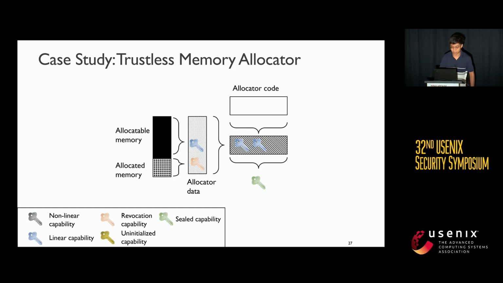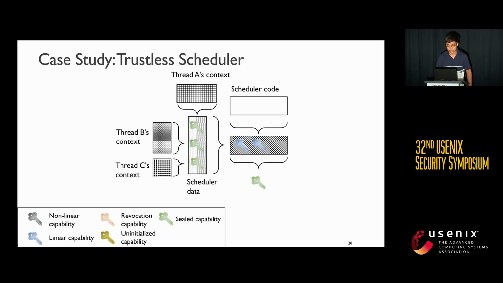So the allocator can hold linear capabilities corresponding to allocatable memory and revocation capabilities that correspond to allocated memory. This can allow you to get back the resources it has allocated without allowing it to access the allocated memory region. We also have a scheduler, which is similar. It has instead sealed capabilities, which allow the scheduler to perform context switching without allowing it to access the data inside.